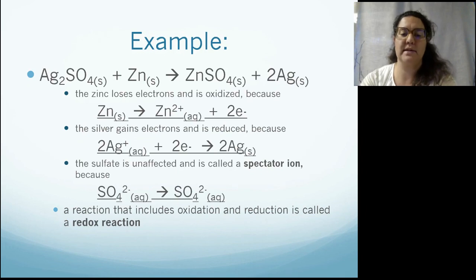Sulfate will be unaffected and is the spectator ion, because sulfate on the reactant side and sulfate on the product side show us that there was no exchange of electrons. A reaction that includes both reduction and oxidation is called a redox reaction.